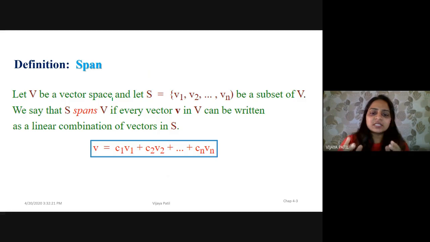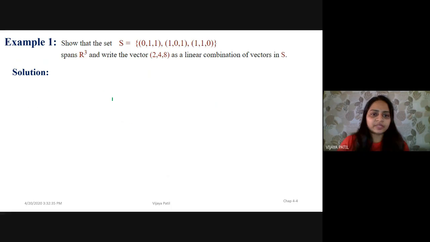So what is a linear combination? V equals C1 V1 plus C2 V2 up to Cn Vn, where C1, C2, up to Cn are scalars and V1, V2, up to Vn are the vectors. This vector V is written in terms of V1, V2, up to Vn. That means if there is any change in any one of the vectors V1 to Vn, the resultant vector V is going to change. It's known as V depending on the other vectors.